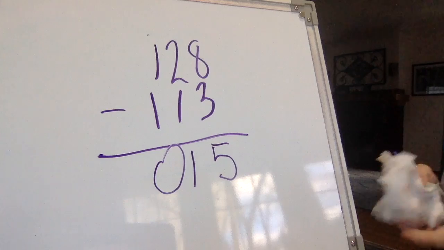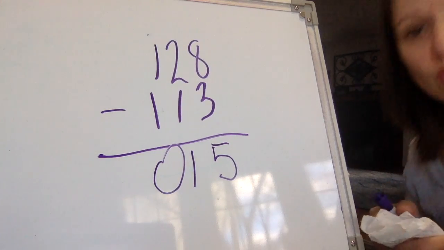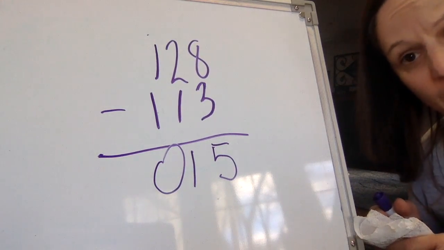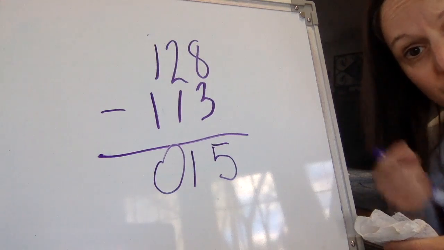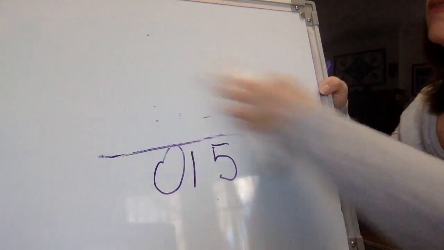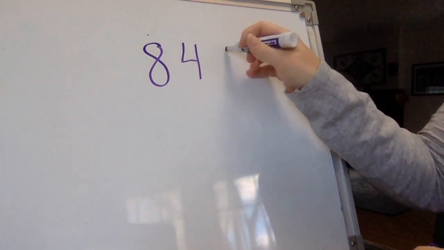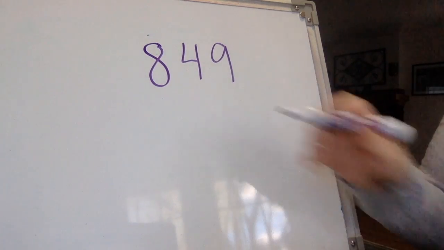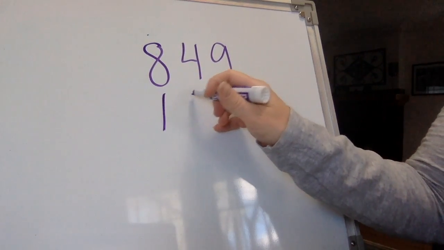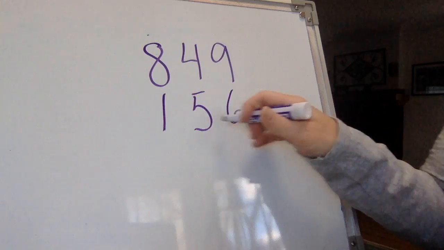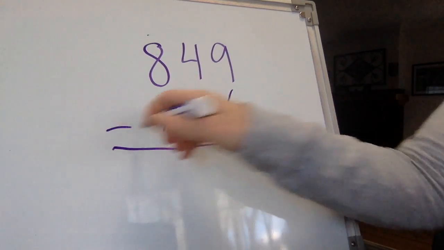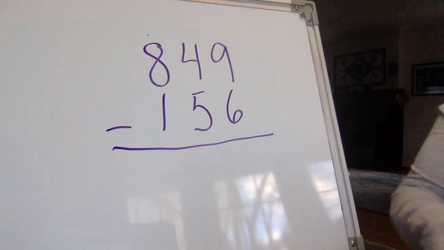All right. So that's an example of a problem where you don't need to regroup. You're not always going to need to regroup. You have to look at the numbers and you have to think about it. Let's move on. 849 minus 156. And you'll notice I'm being very careful to keep my numbers in line, right?